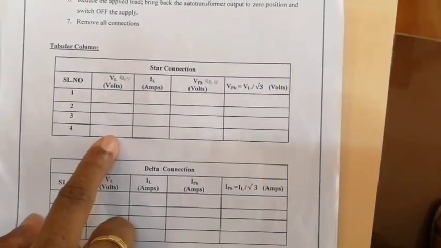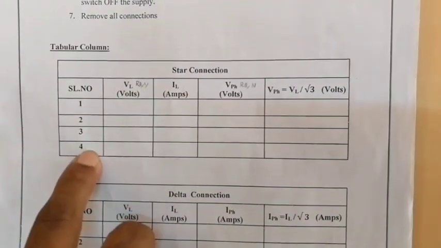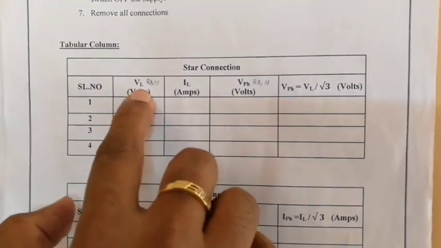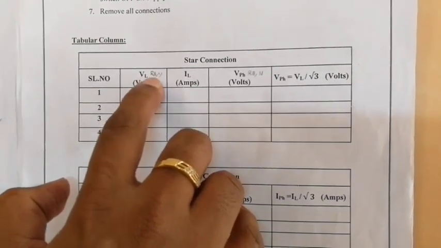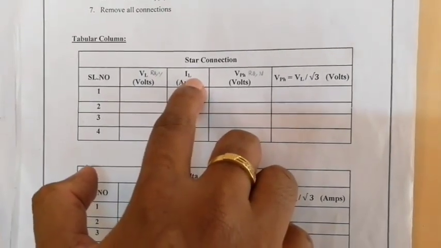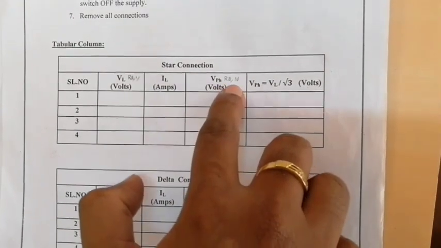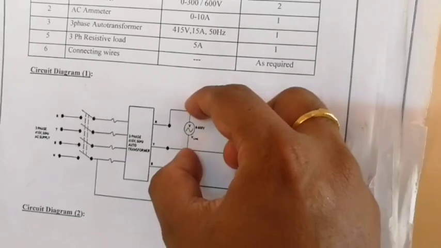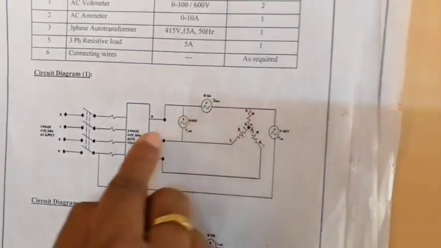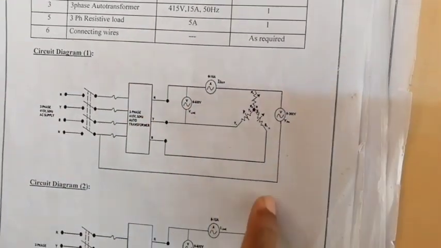Here we can see the tabular column for star connection. You have to take 4 readings. Here VL is the line voltage, that is the voltage measured between the R and Y terminals. IL is the line current, and VPH is the voltage measured between the R and N terminals. In the circuit diagram, this is the line voltage, which is measured between R and Y, and this is the phase voltage, which is measured between the R and N terminals.